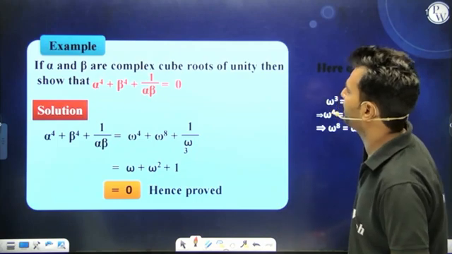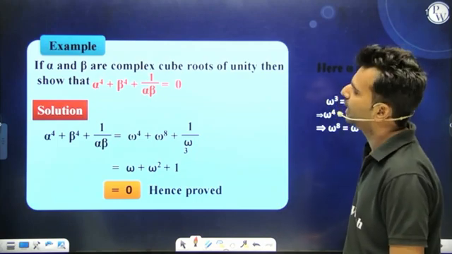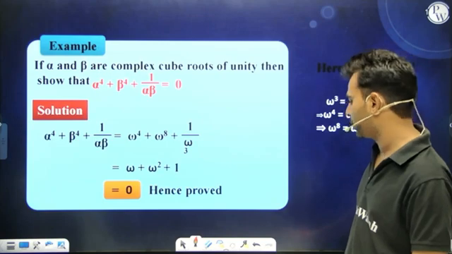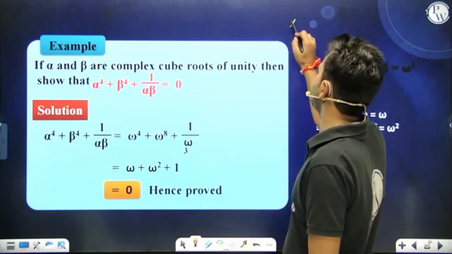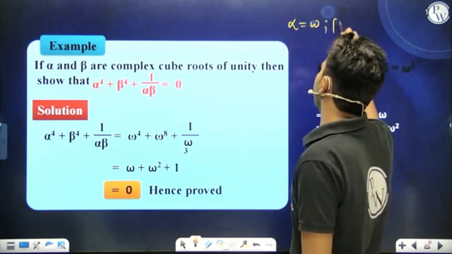Alright, problems on properties of cube roots of unity. Let's say alpha and beta are the cube roots of unity, then show that alpha to the power 4 plus beta to the power 4 equals alpha beta. So we can take alpha as omega and beta as omega square.